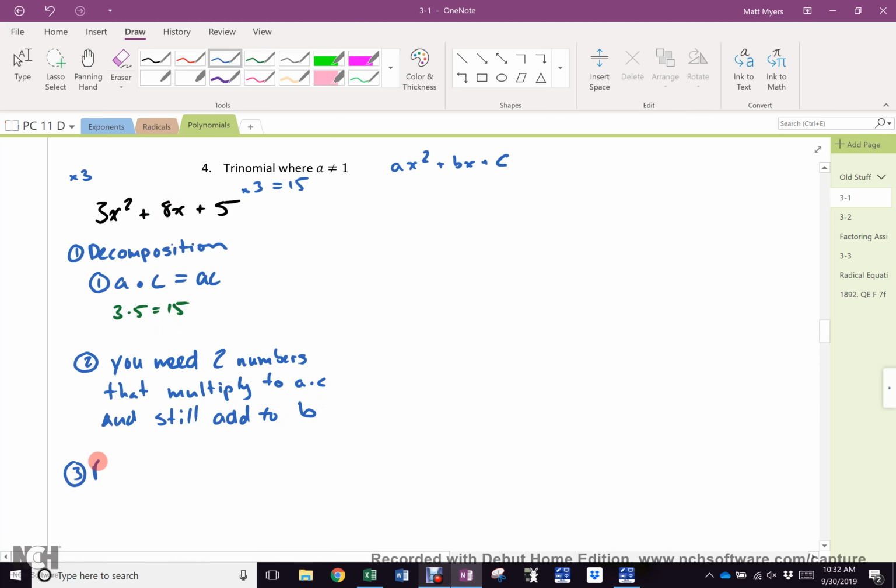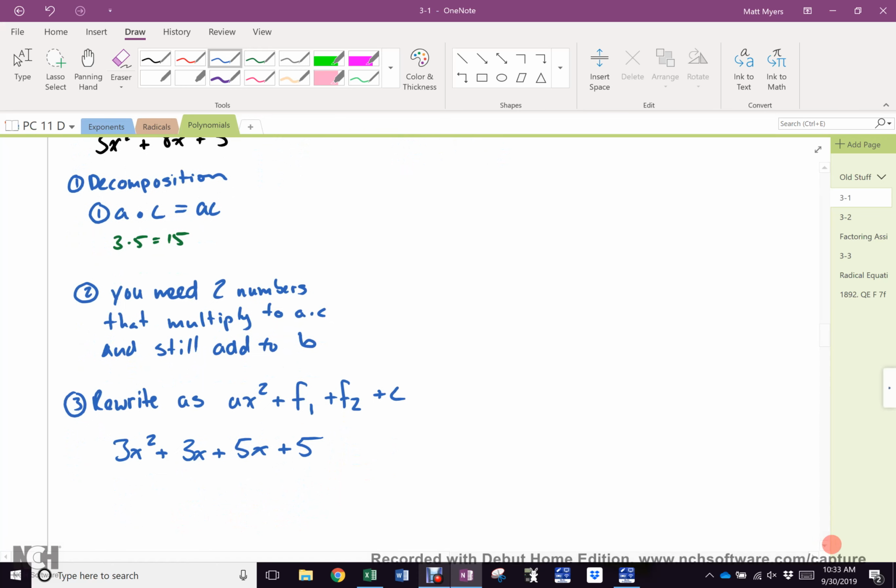Step 3, rewrite as ax squared plus factor 1 plus factor 2 plus c. What do I mean by that? 3x squared plus, what was our first factor? 3x. Plus, what was our second factor? 5x. Plus, what was c? 5. Everybody cool?